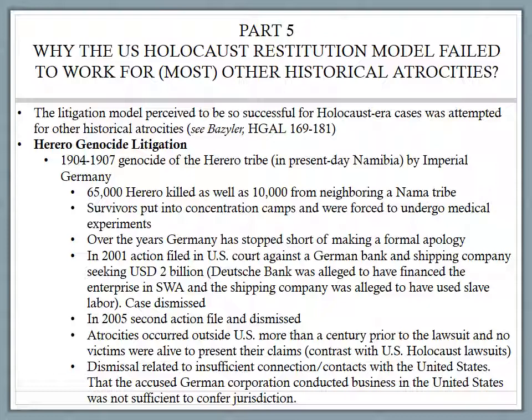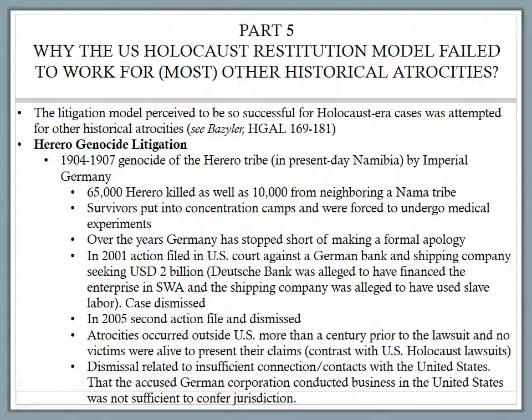And as an interesting note, Professor Basler notes that the colonial governor of German Southwest Africa was in fact Hermann Goering's father. So, unsurprisingly, by 1904, the Herero rebelled, and 65,000 Herero and 10,000 of a neighboring tribe, the Nama, were killed.